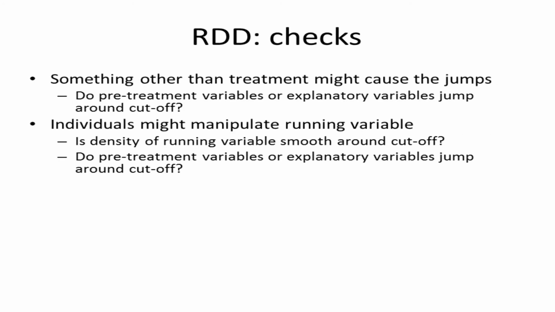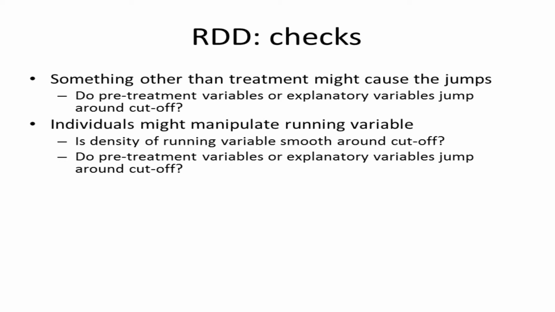Okay, the second thing you might want to worry about is that individuals control the running variable. There are 2 things that people do to look for this. The second one is what we've already had. That's not a particularly good test, because you can look to see whether these things change at the cutoff, but if they do, it doesn't tell you what to do about it.